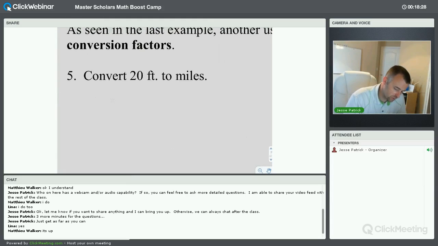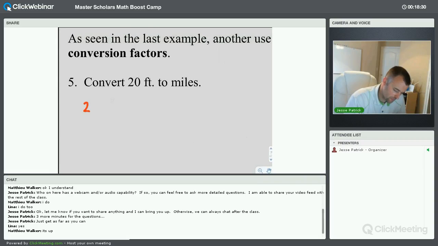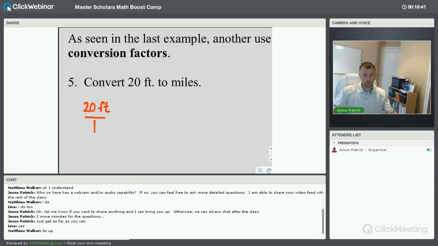What I'm going to do is use a conversion factor. First thing you do, write the original number that we're trying to convert down. If you want, you can even put it over 1. You don't have to, but we are going to be multiplying by ratios or fractions, so sometimes it helps to see it in a fraction form. So I have my 20 feet. Now I want to convert that to miles.